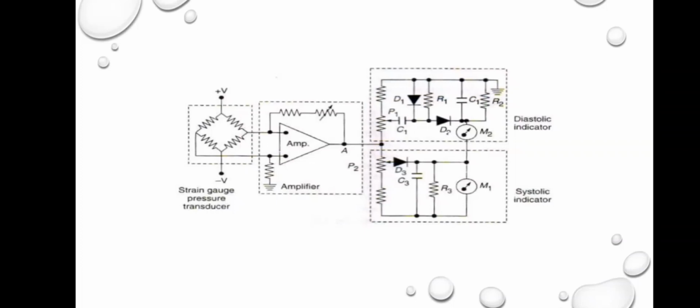Strain gauge is the transducer which is usually used, and the output of the strain gauge is given to an amplifier. If the output of the amplifier is positive, then diode D3 will be active and capacitor C3 will be charged, and systolic pressure will be indicated in the meter M1. If the output of the amplifier is negative, then diode D1 will be active and capacitor C1 will be charged, and diastolic pressure will be indicated in meter M2.